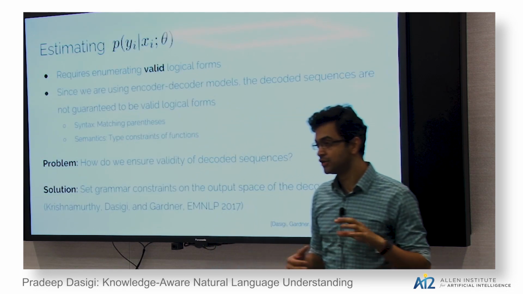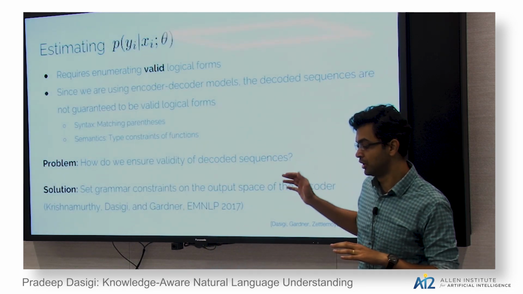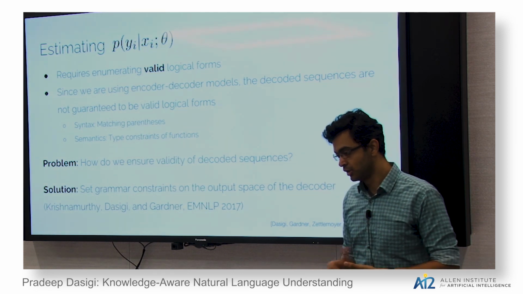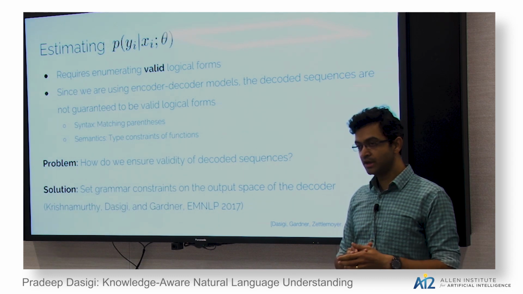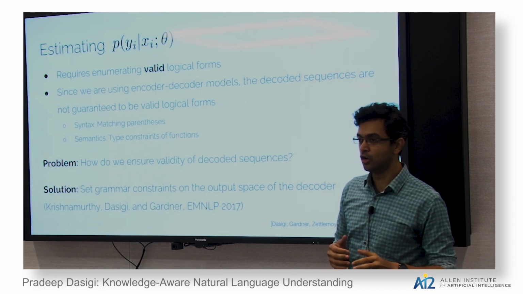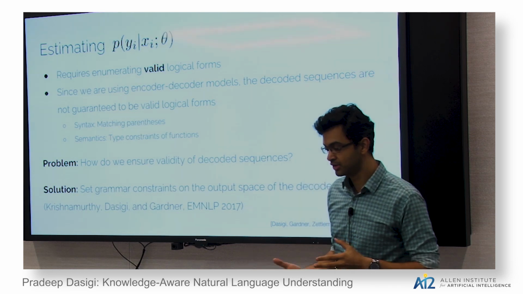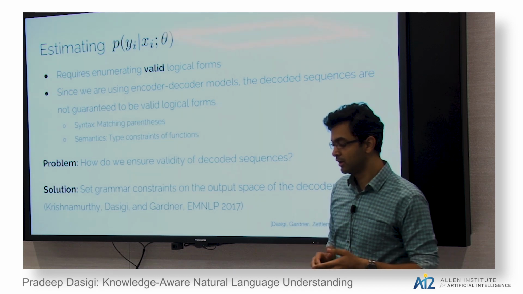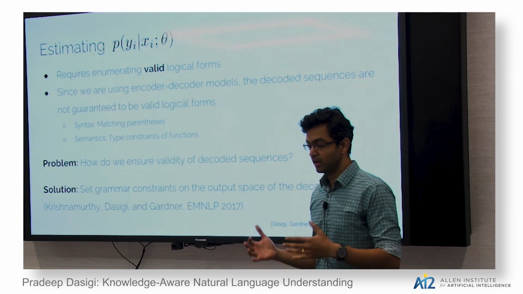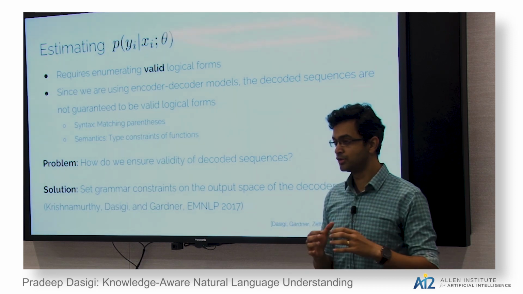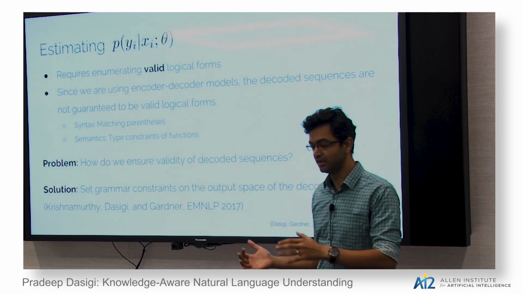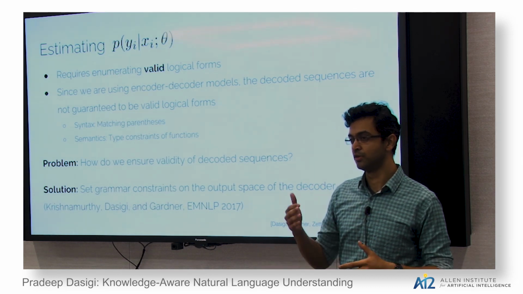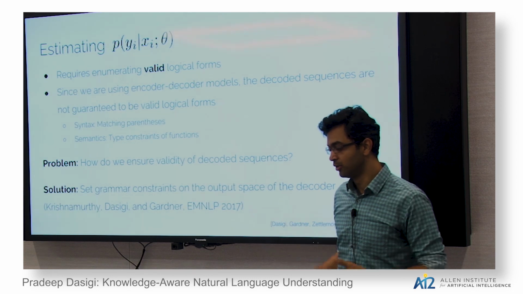Now let us look at how we can estimate the probability distribution of the logical forms given the utterances. Doing that requires enumerating valid logical forms. Since we are using an encoder-decoder model, the decoded sequences are not always guaranteed to be valid logical forms. That's because the decoders are usually some sort of recurrent neural networks, and if they produce one token at a time, we can't be sure whether the produced sequences have things like matching parentheses and whether the methods respect the type constraints of the functions and whether they take the right arguments and all those things.